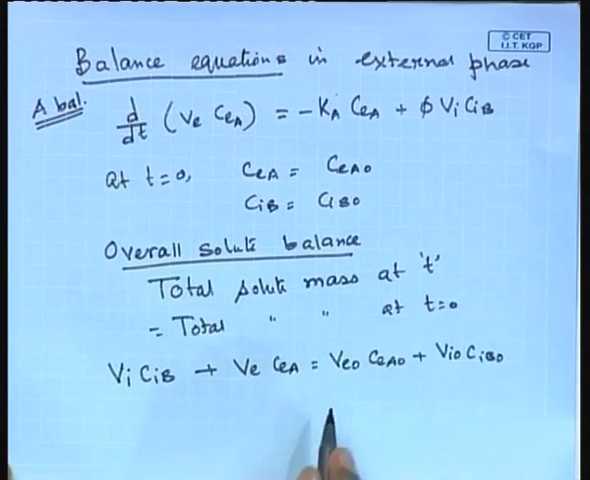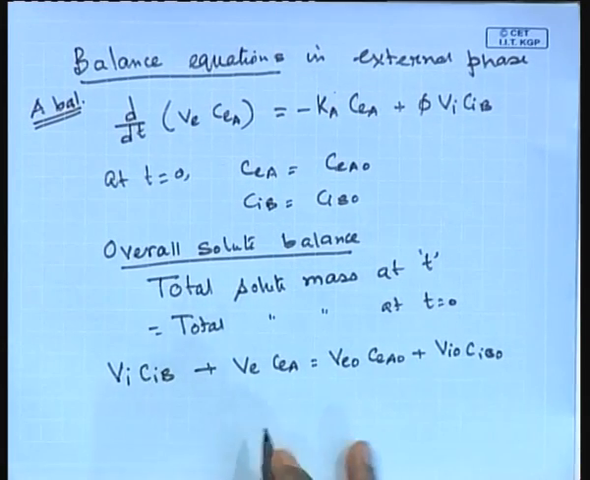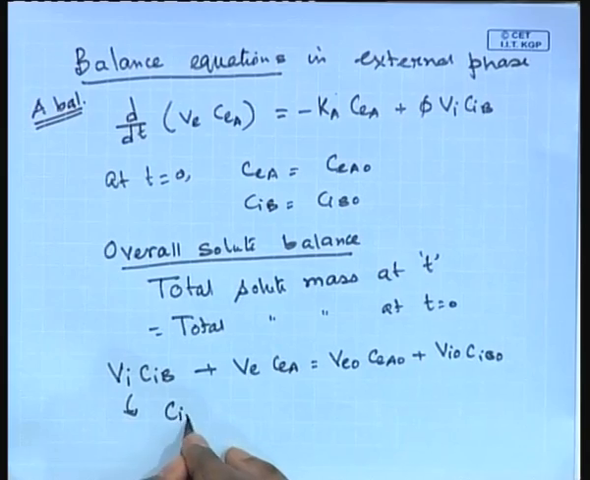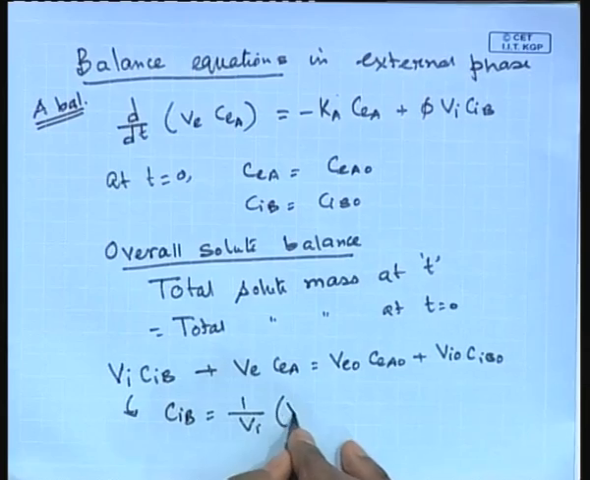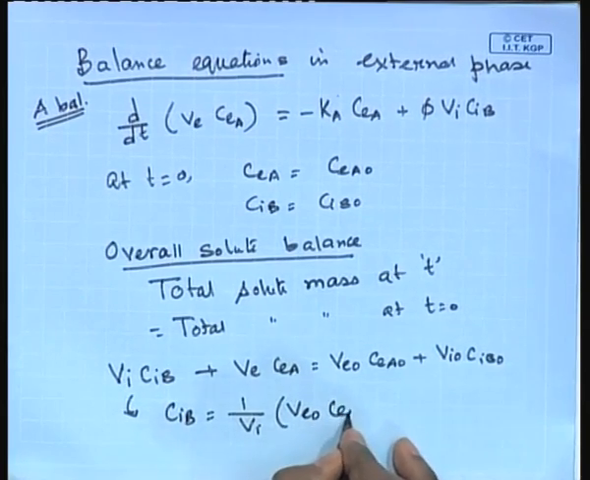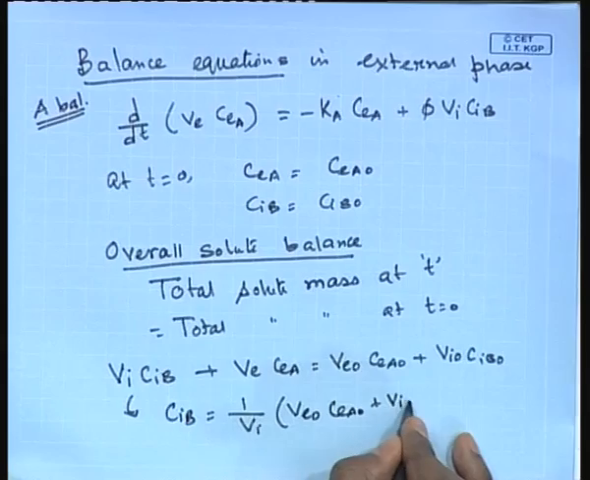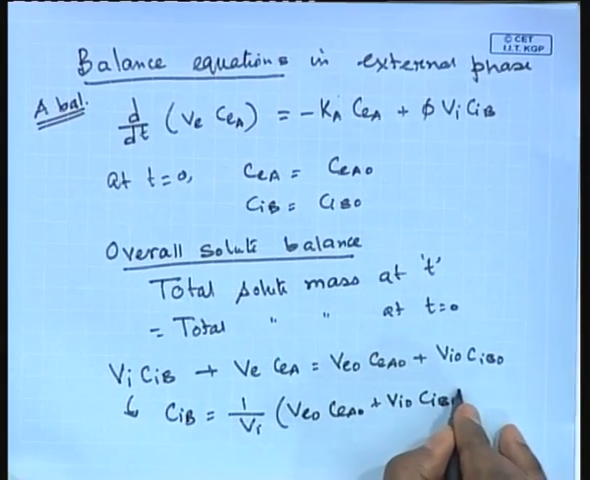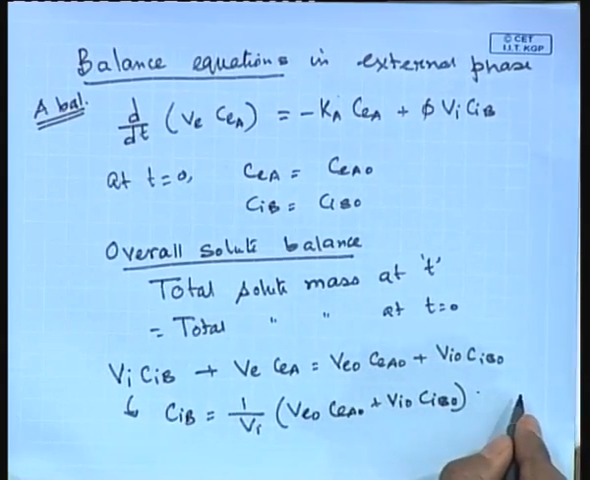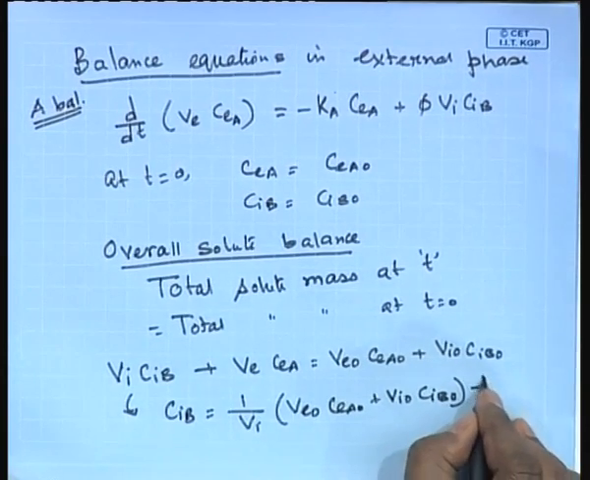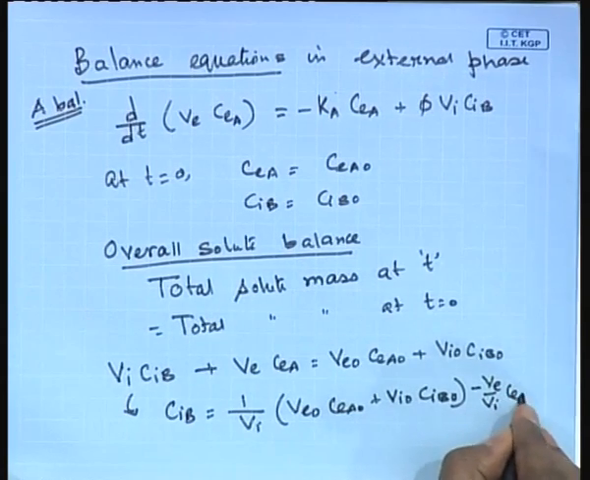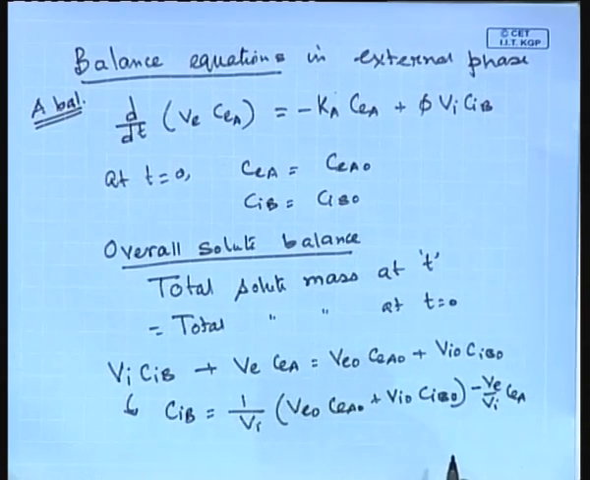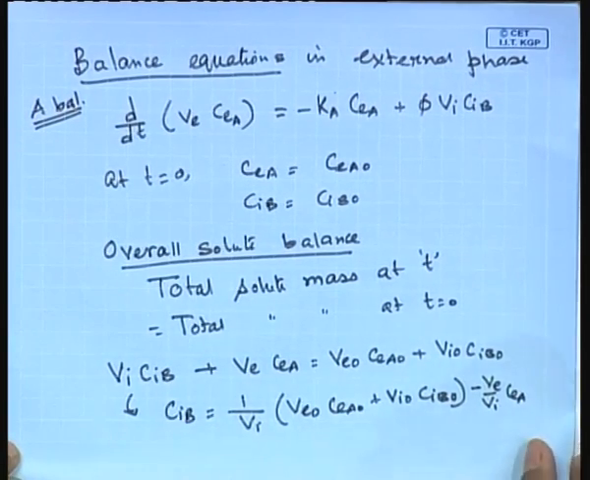Now, the expression of species B is obtained. You can obtain the concentration of species B. It will be 1 over V_I times V_E naught C_EA naught plus V_I naught C_IB naught minus V_E times C_EA. So, you will be getting the expression of C_IB at any point of time.